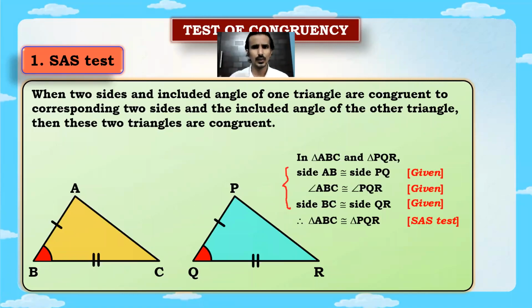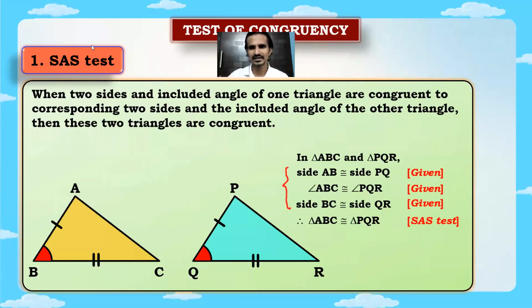First, what I have done, names of the two triangles, triangle ABC and triangle PQR. Then the 3 equal parts that we see in the figure. So AB equal to PQ, that is side AB congruent to side PQ, angle B congruent to angle Q, and side BC congruent to side QR. 3 elements we have got. Then see the last line that says triangle ABC is congruent to triangle PQR.